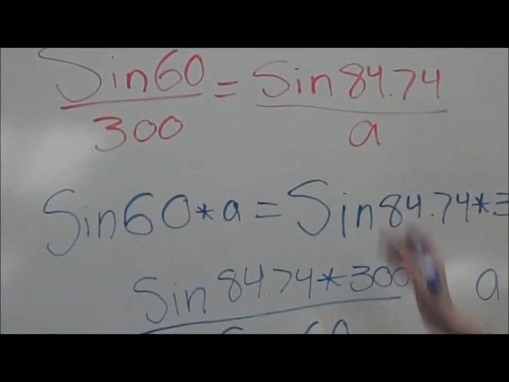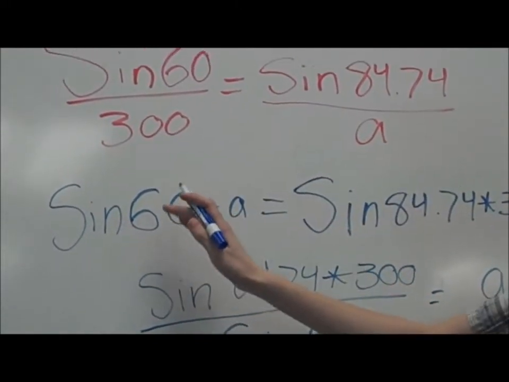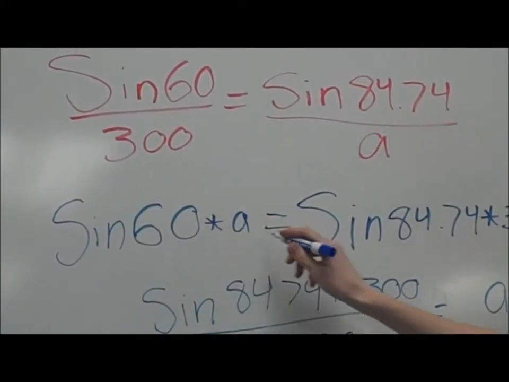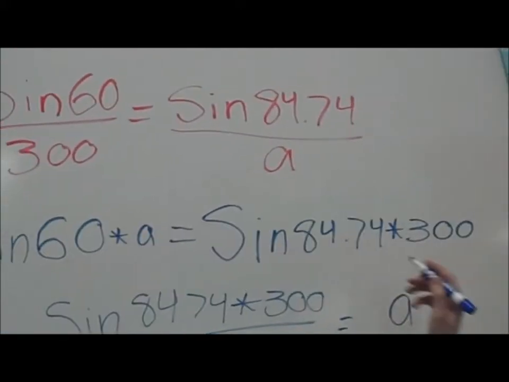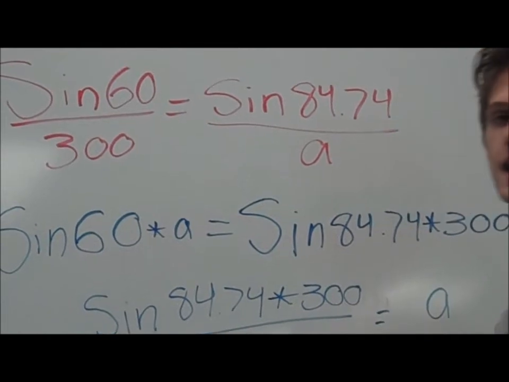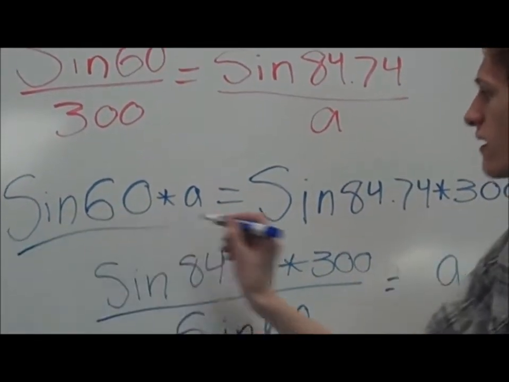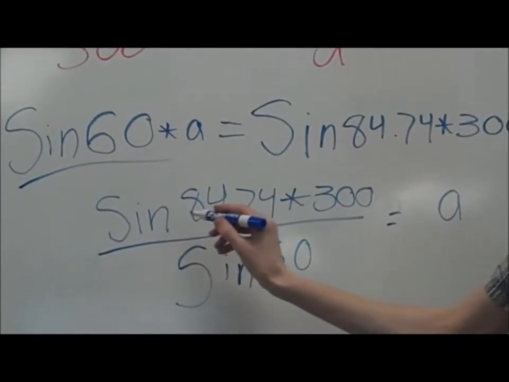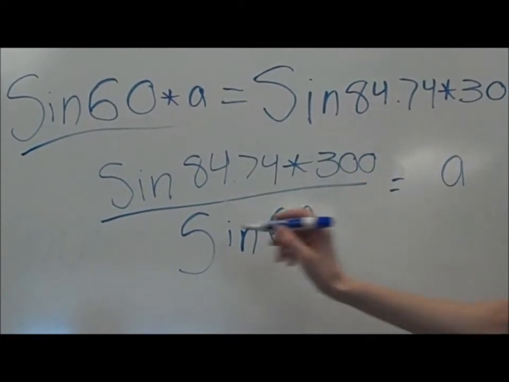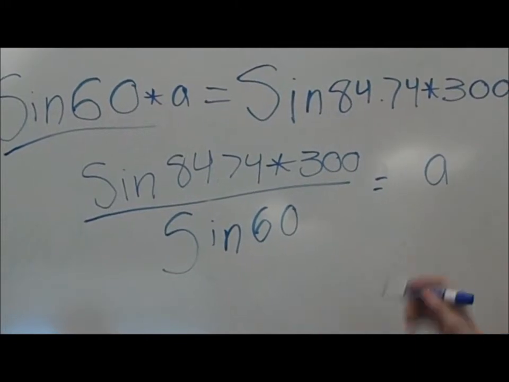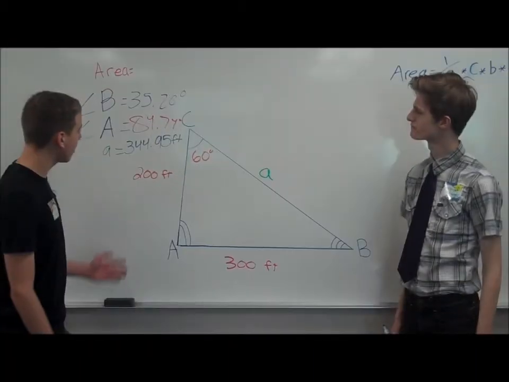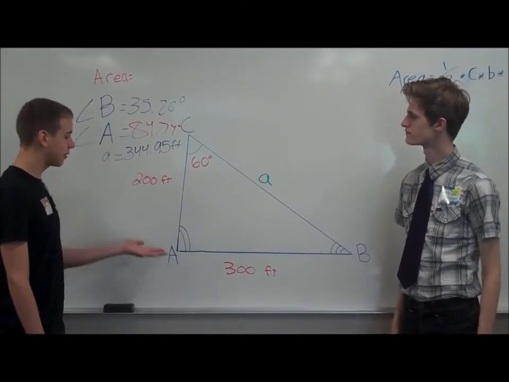The next step is you cross multiply, which gives you sine of 60 times A equals sine of 84.74 times 300. Now you want to get A all by itself, and to do that you want to divide by the sine of 60. So you get sine of 84.74 times 300 over sine of 60, which equals A. And when you type all this in your calculator, you get 344.9 feet. Okay, now with all these sides, I can find the perimeter.